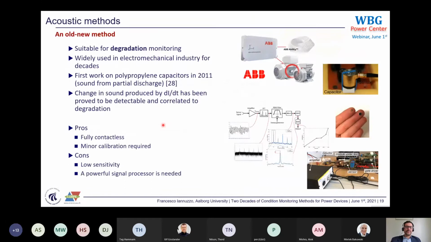So the pro is that it is fully contactless, which is very, very good. And you don't need a strong calibration. You just start recording your sound, and then you compare the sound after months or years, and you see what the difference is. The con is that, of course, you don't have a lot of sensitivity, so you need to wait for severe wear before detecting it. And also you need quite a big and powerful signal processor, because you need to perform FFT on your signal. So the sensor is cheap itself, but you need to do a large post-process, like, as I mentioned before, FFT, filtering and sampling and so on and so on.